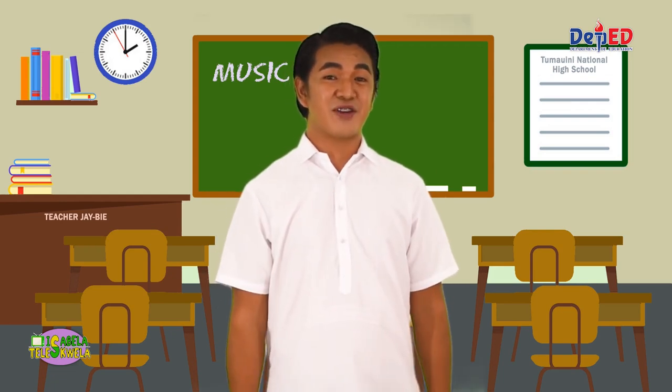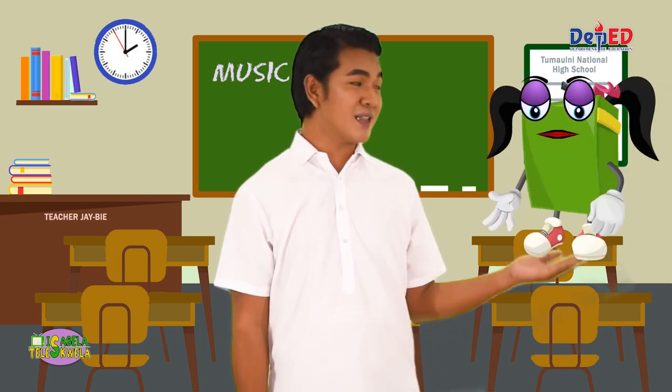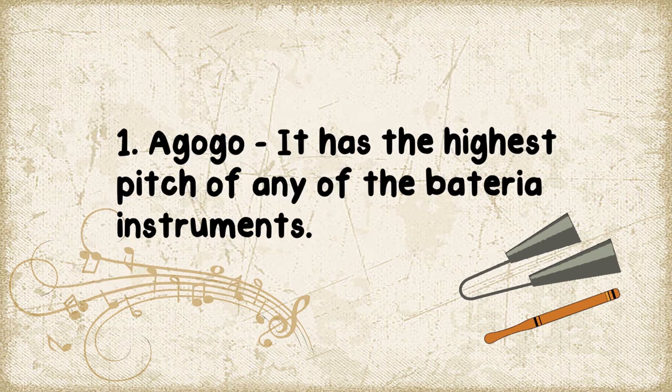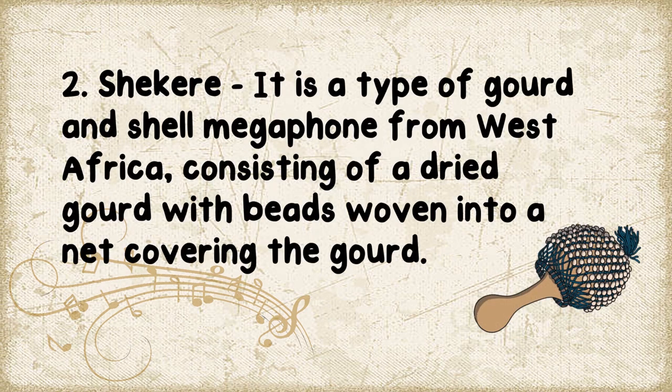To understand it better, let us hear the historical and cultural background of these instruments from Miss D. Agogo. It is a single bell or multiple bells and is considered as the oldest samba instrument based on West African Yoruba single or double bells. It has the highest pitch of any of the bateria instruments. Shekere. It is a type of gourd and shell idiophone from West Africa, consisting of a dried gourd with beads woven into a net covering the gourd.